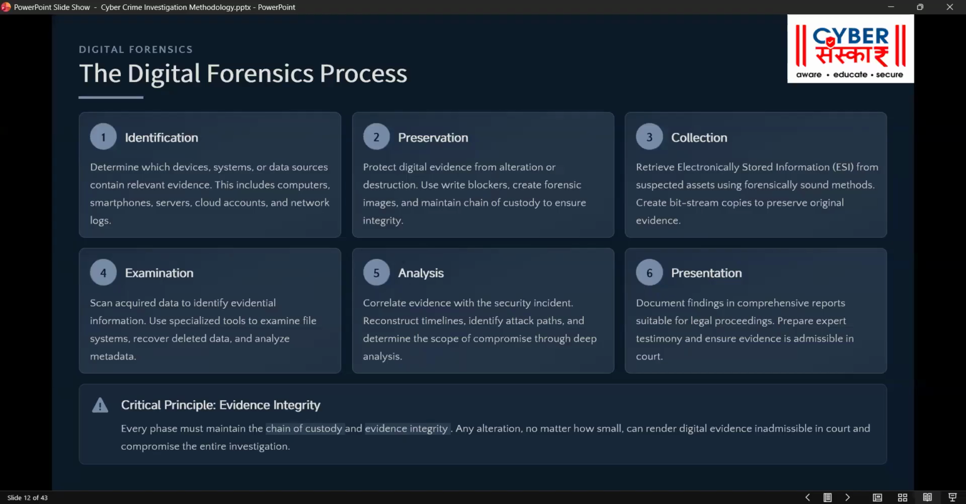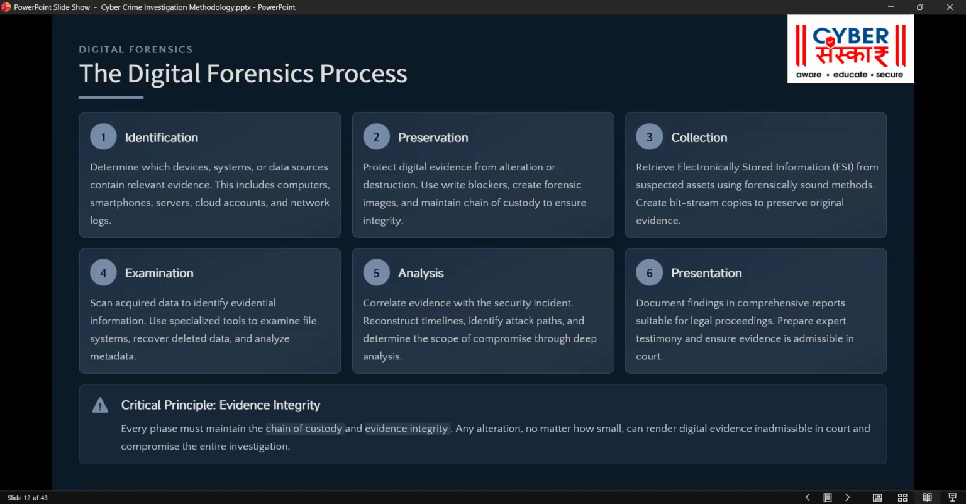Now the second step is preservation. As soon as we identify the equipment, the source of origin, it is to be preserved. Protect. Here we have to protect the digital evidence from alteration, so that nobody changes it, or alters or destroys it. Use write blockers, create forensic images, and maintain chain of custody to ensure the integrity.